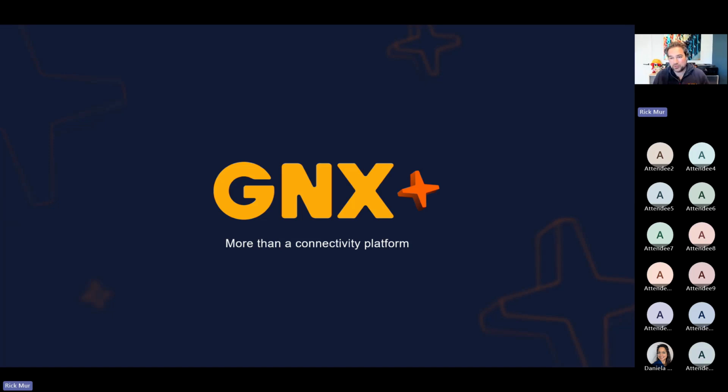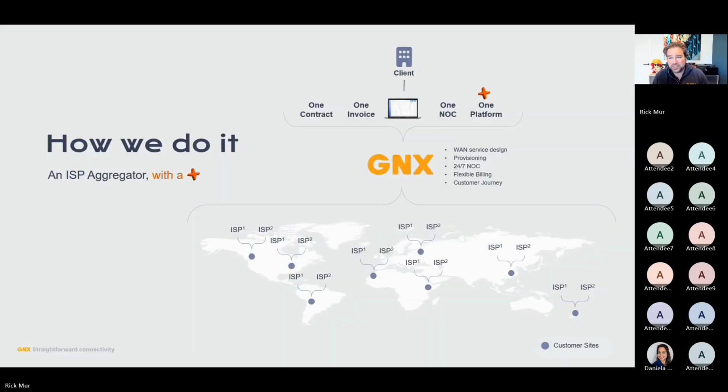GNX is more than a connectivity platform. We are an ISP aggregator that is available in 190 plus countries, where we aggregated thousands of local suppliers into a single model that you can consume through a single support center, through a single invoice, and a single contact that you can call. And the most important part of all is that we have a single platform that you can do everything yourself.